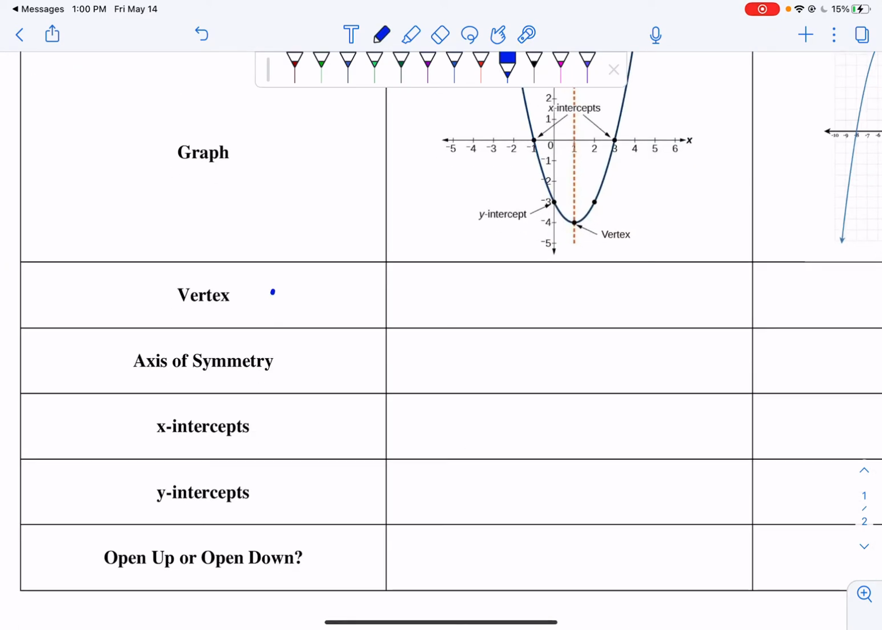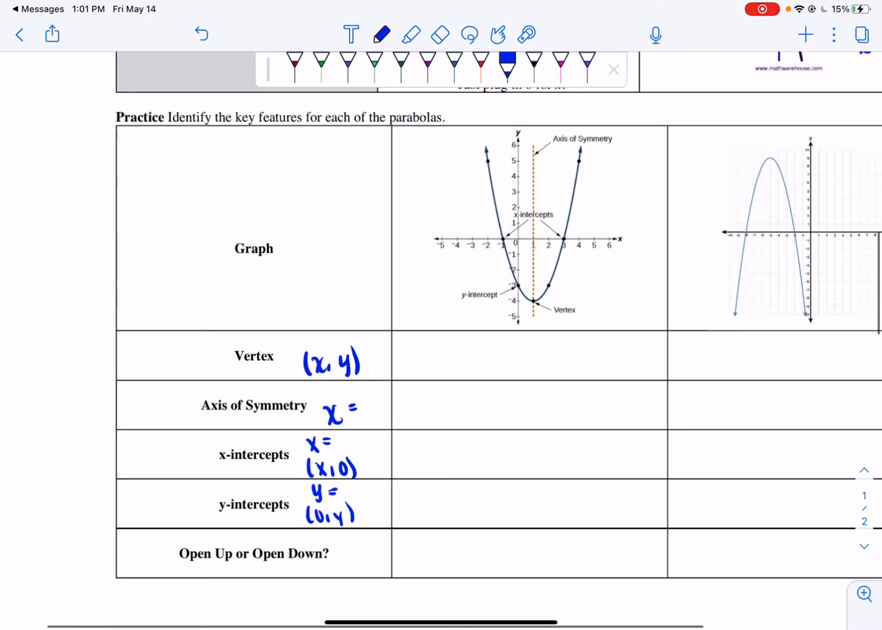So I'm going to write that note, x comma y. Axis of symmetry, we said we write as x equals. Your x-intercepts, you can write as x equals, or you can write them as x comma 0. Your y-intercept, you can write as y equals, or you can write as 0 comma y. And then we'll get into the open up and open down afterwards.